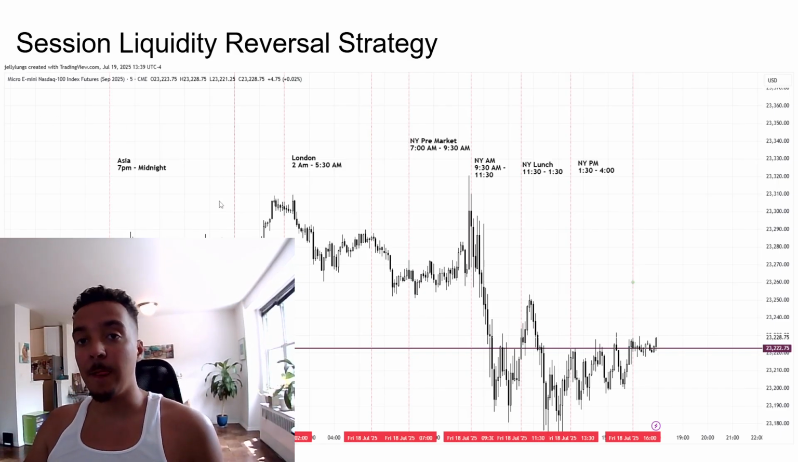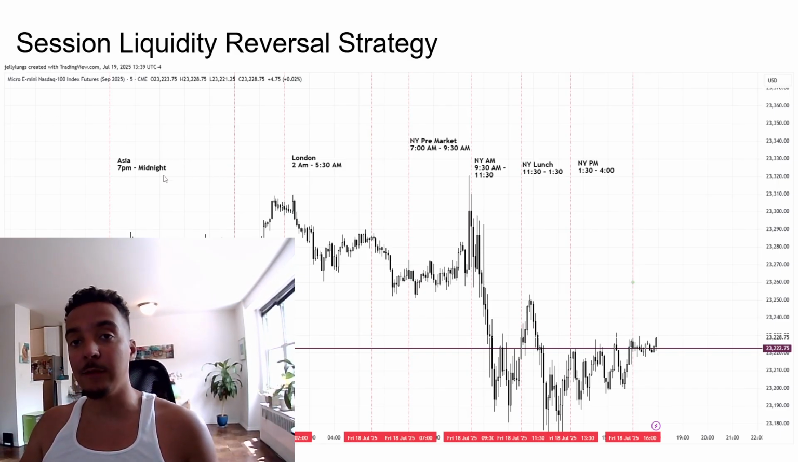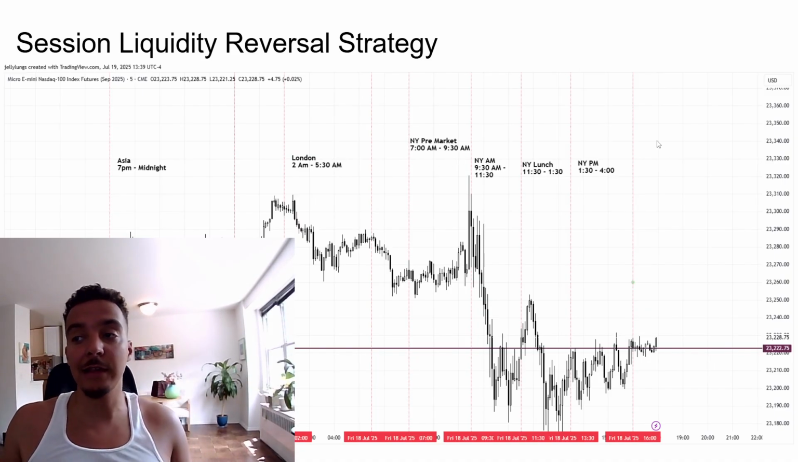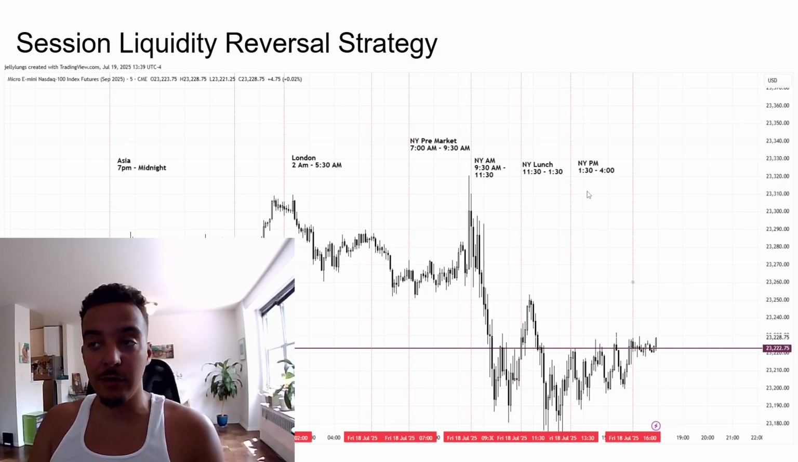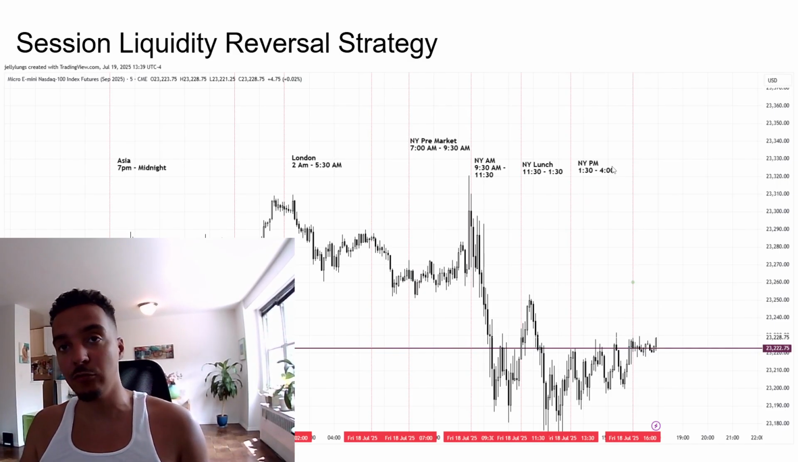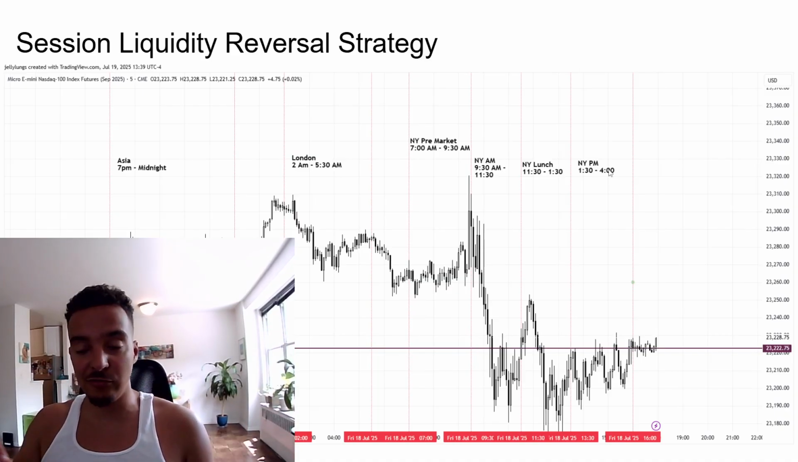So basically, you would want to trade after. Like if you're trying to trade the Asian market, you would trade after midnight. If you're trying to trade after London, you trade after 5:30, after 9:30. You could pick any of these markets. I don't recommend you pick the New York PM market because you can't really trade after that for the futures. Particularly, this strategy works with NASDAQ.